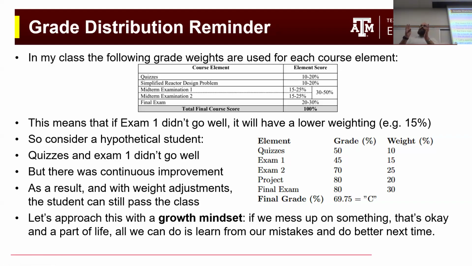So don't look at your score and think of it as something that's set in stone. Think of this from a growth mindset of, I'm not done yet. There's still a lot more grade to come. And if I messed up on something, that's okay. Everybody makes mistakes. I've failed classes before, so I know how it is. When you mess up on something, you can either give up or you can say, I'm going to learn from my mistakes. I'm going to do better the next time. And that's what the growth mindset is all about.